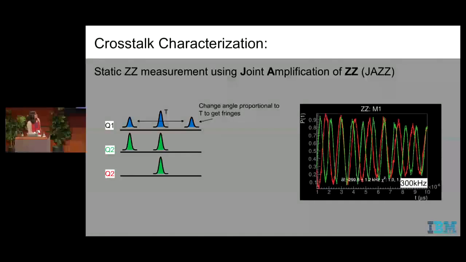And then you compare the frequency difference that you observe on the first qubit. By comparing this frequency, you obtain that for this sample, for this 2 qubit, we had a 300 kilohertz static ZZ.